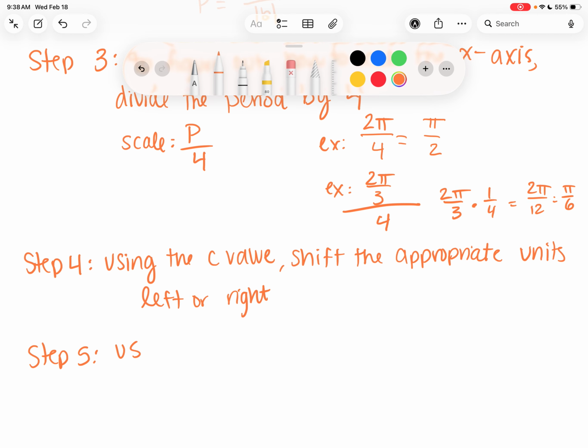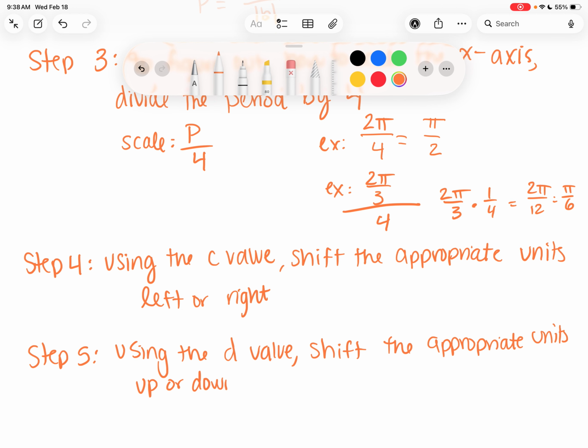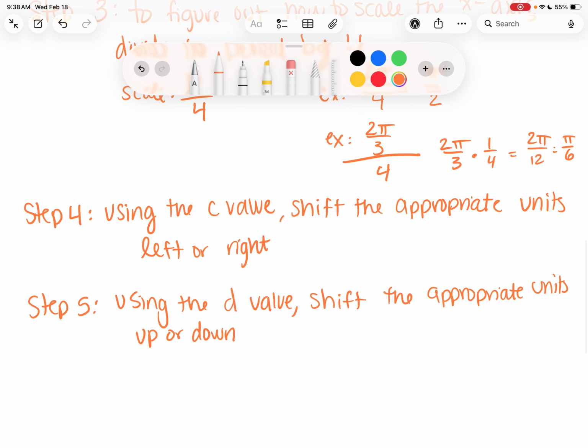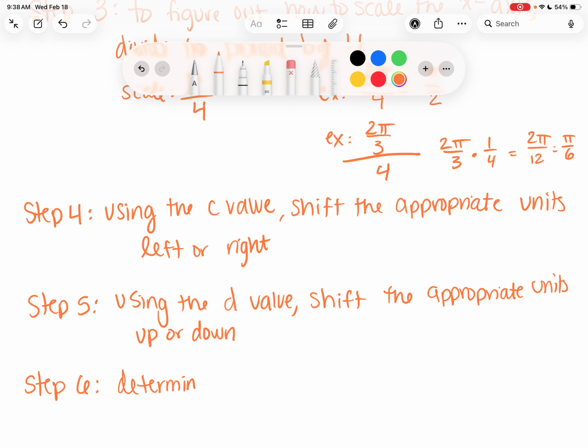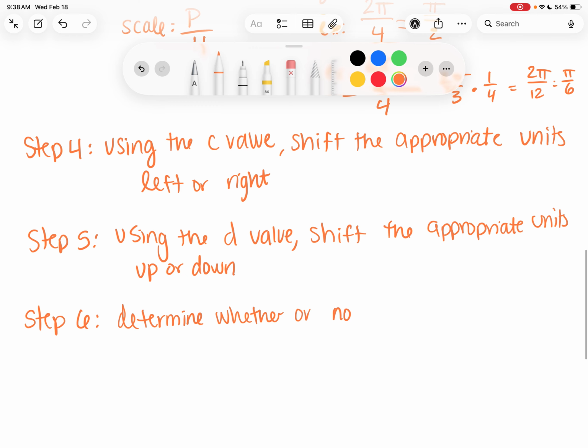Step 5, using the D value, shift the appropriate units up or down. And these ones go the same direction as the sign. And then our final step is to determine whether or not the graph is reflected.